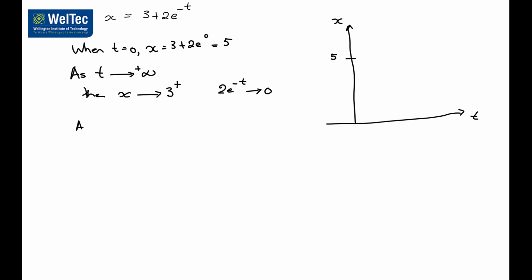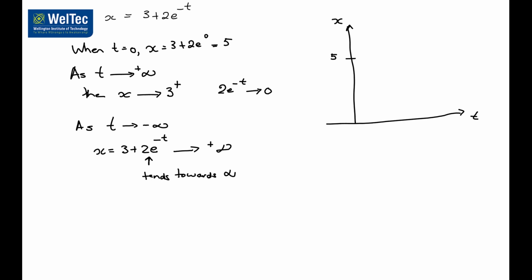Let's have a look at, we're going the other way. As t is tending towards negative infinity, so t is getting really small, then x is going to be equal to 3 plus 2e to the negative t. Now, we can't really have negative infinity, but if we try really large negative numbers, then of course the power becomes positive. So this whole thing tends towards infinity, because this bit tends towards infinity, gets bigger and bigger.